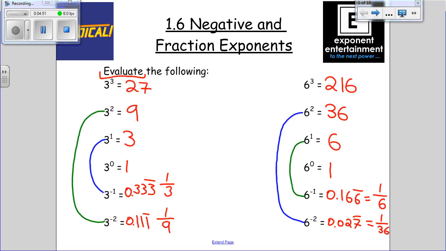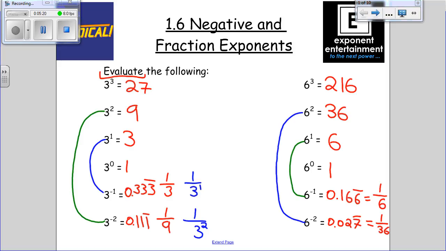And what it's telling you is that when you have a negative exponent, you could rewrite it as a positive exponent by putting it on the opposite side of the fraction. This is the same thing as saying 1 over 3 to the power of 1. This is the same thing as saying 1 over 3 to the power of 2. These are the same thing. So you notice that to get rid of a negative exponent, all that's happening is it's moving to the bottom of a fraction.